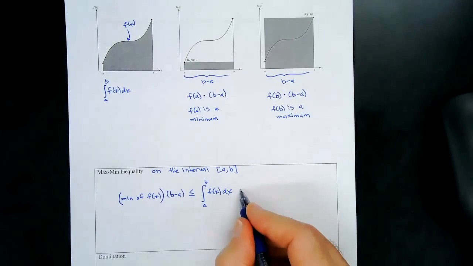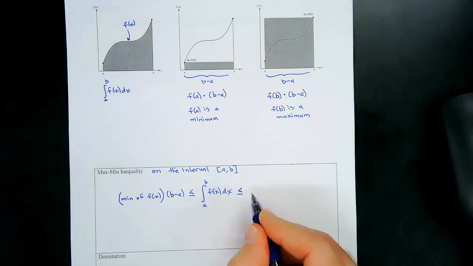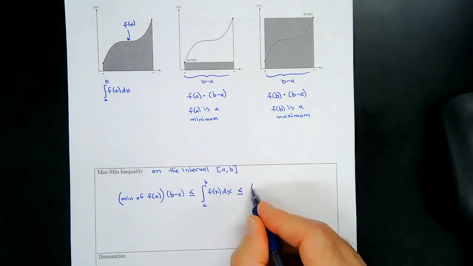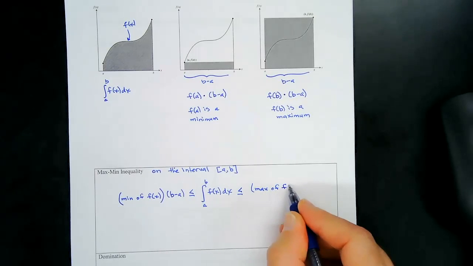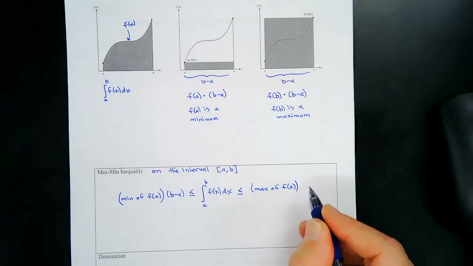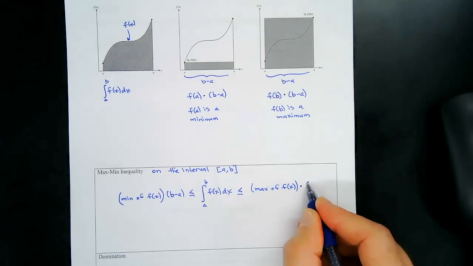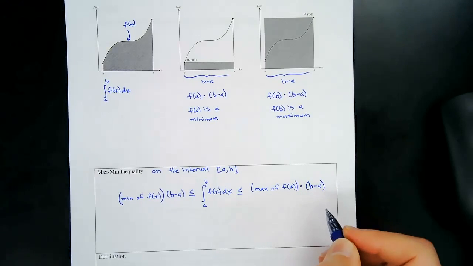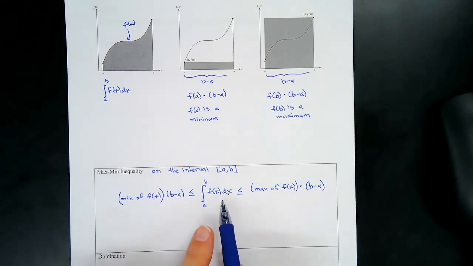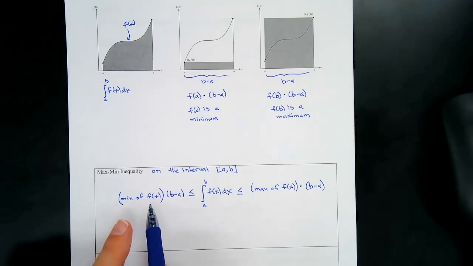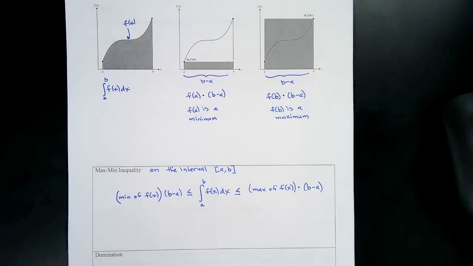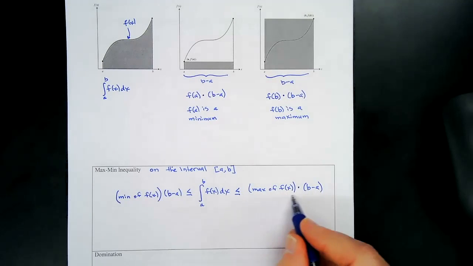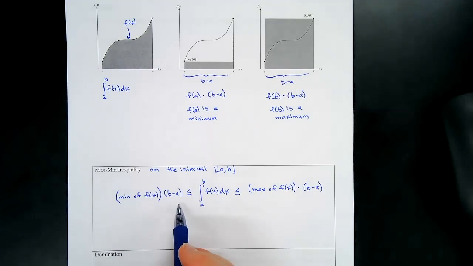So this integral is also going to have to be less than or equal to the maximum of f of x times b minus a. So the integral has to be somewhere between the minimum value times b minus a and the maximum value times b minus a, because this is the area of the big rectangle and this is the area of the smaller rectangle, and so our integral has to be somewhere in between.